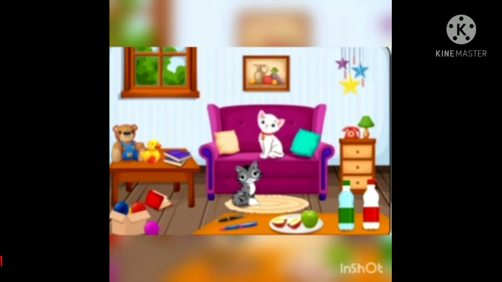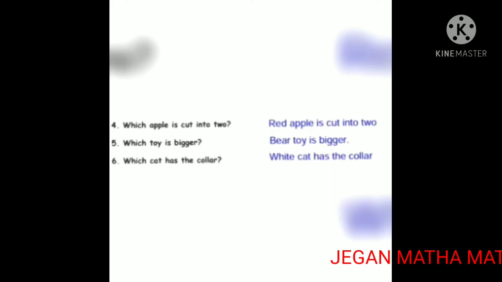Children, look at the table. How many toys are there? Yeah, 2 toys. One is a bear, another one is a duck. Good. Which toy is bigger? The bear toy is bigger. Which cat has the collar? Look at the picture, children. The white cat has the collar.